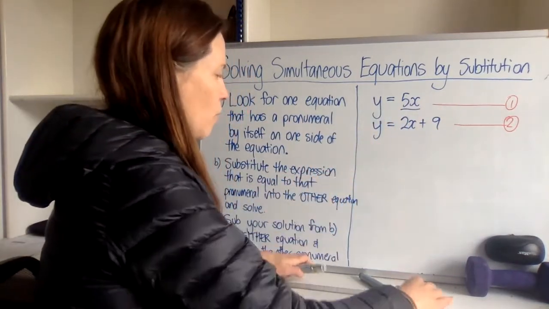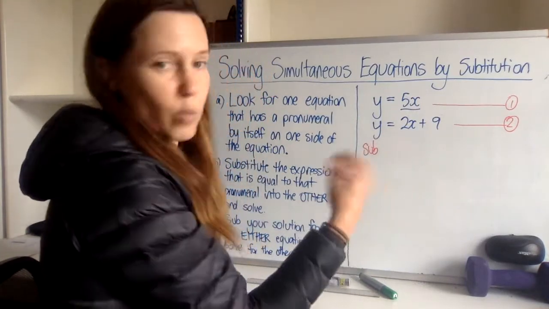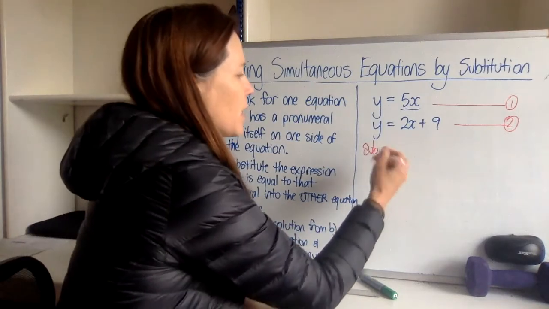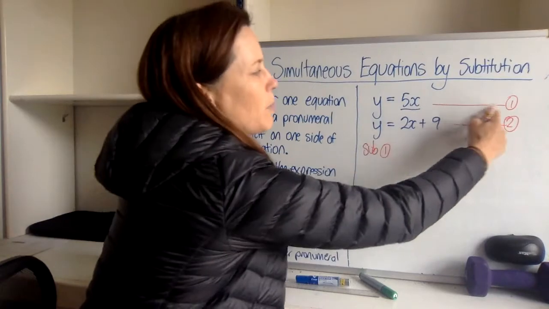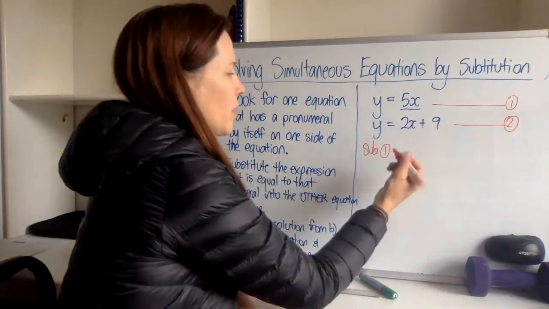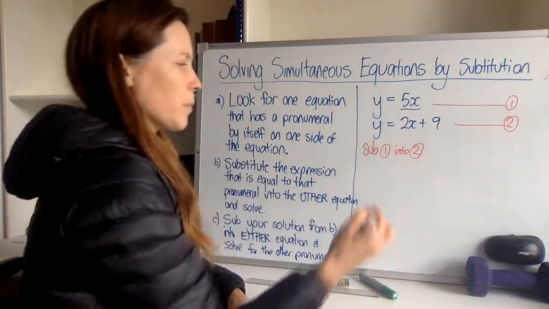So I always write down what I'm doing before I then do it. So it's really clear to me what I need to do next. And it's clear to an examiner how to mark my work. They can see what I've done. I'm going to substitute 1. Now you'll notice here I've labelled my equations, equation 1 and equation 2, because that makes it easier to think through. I'm going to sub 1 into 2.